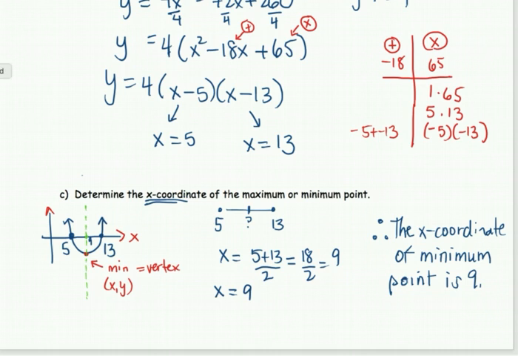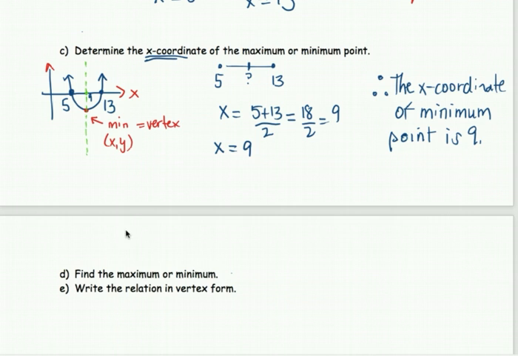Okay, all right, so that's something new, but again, it's kind of what you've covered before with the vertex and the axis of symmetry. So now that you know what zeros are, it's always halfway. That's how you find the x-coordinate of the minimum or the maximum point. Halfway between the zeros, so 9.